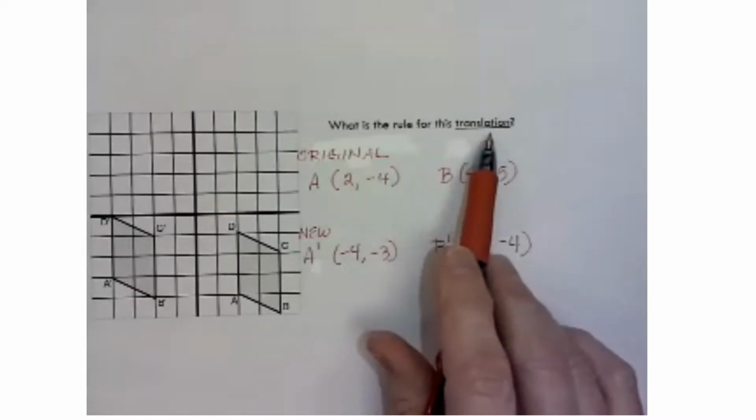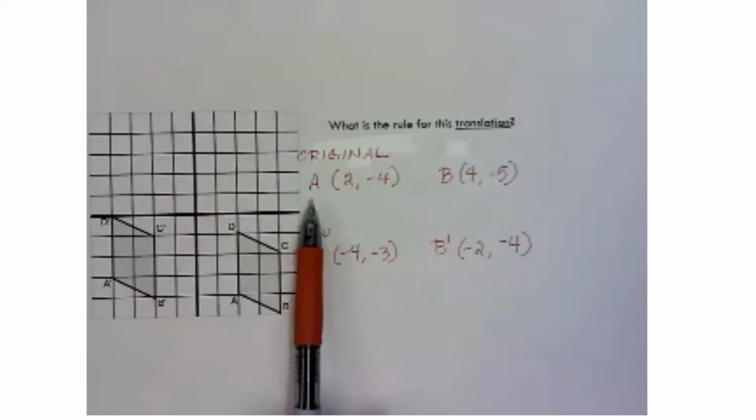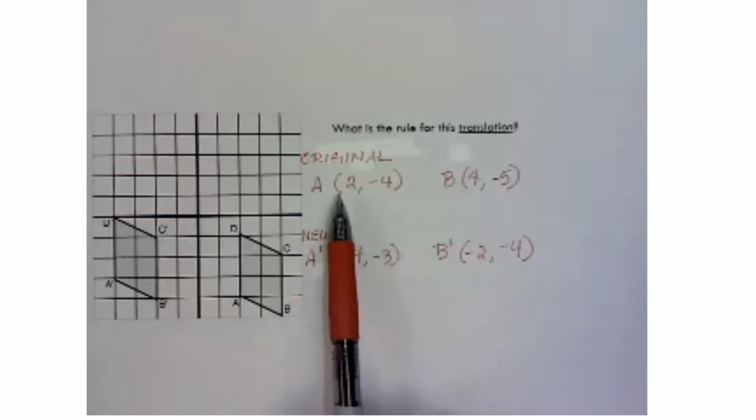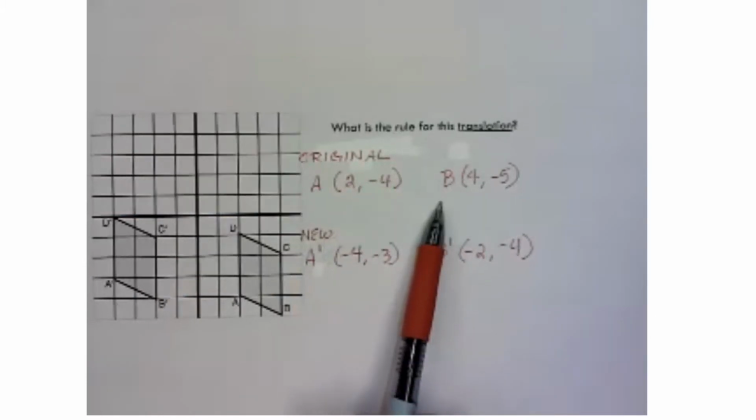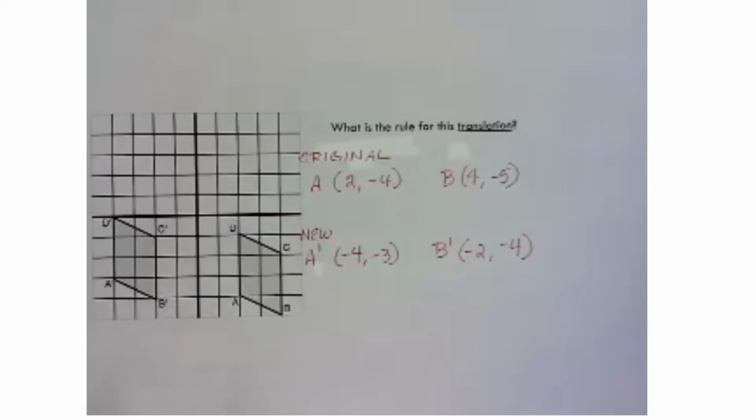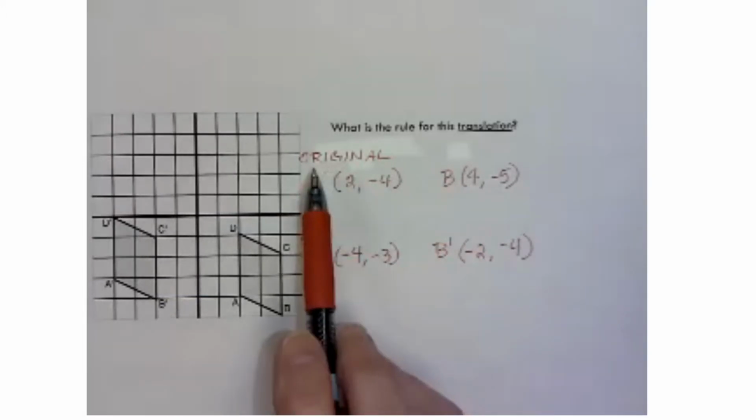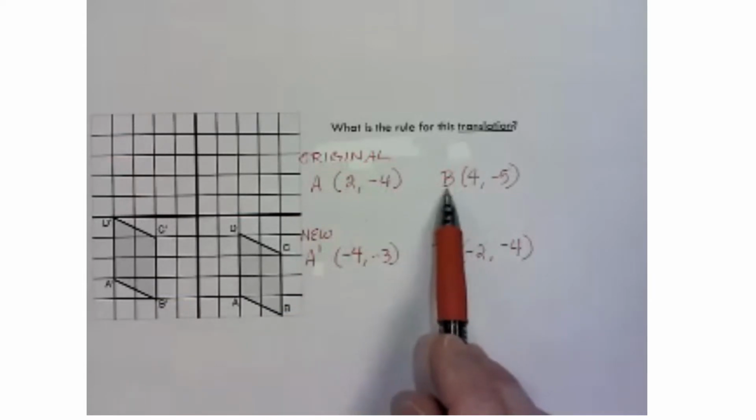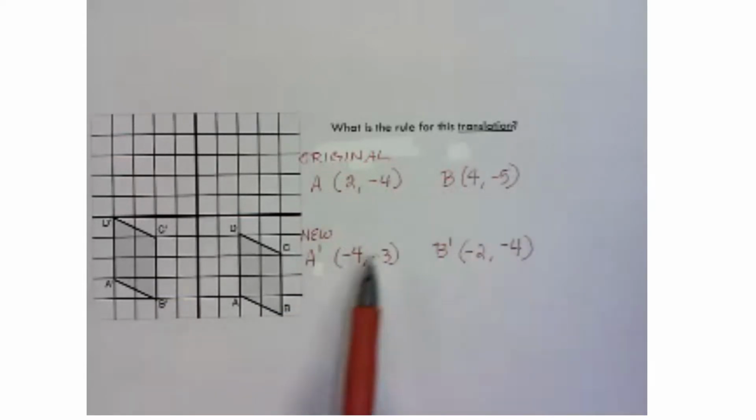To find the rule for this translation, we can pick any 2 points. We could do all 4 just to verify, but as long as we do 2, we should be able to find the rule and keep from making an error. So our original points here, A is at (2, -4), B is at (4, -5).